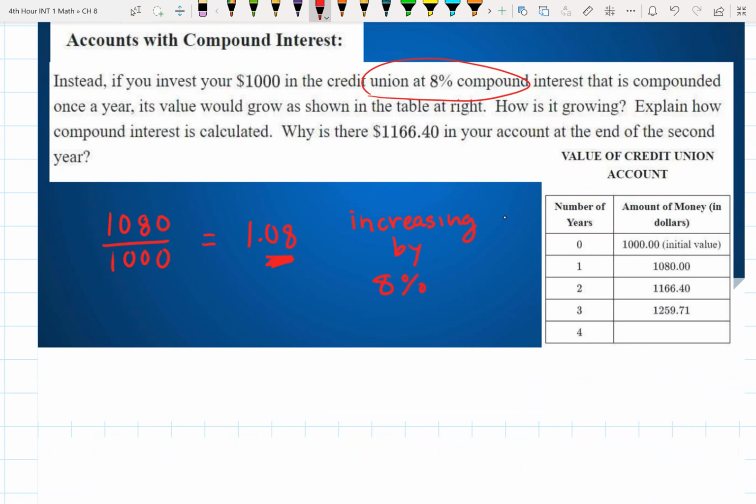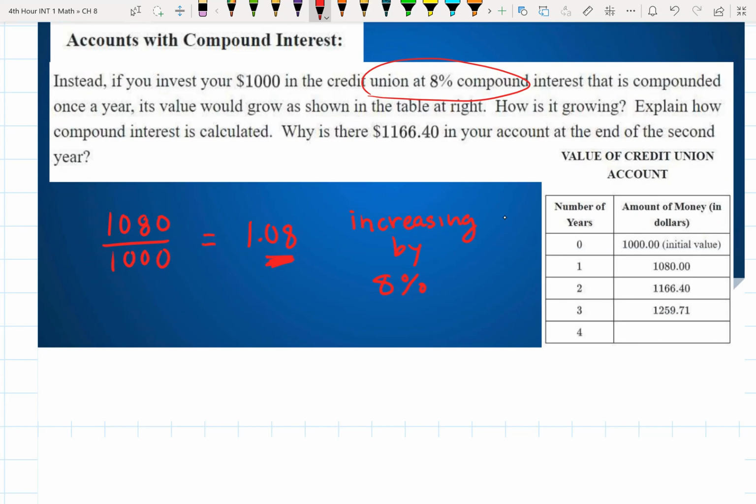Just want to make a quick side note. If your money was going down, you would be decreasing by 8%, and your multiplier would be 100% minus that 8%, or 0.92. So if you're increasing, you're going up from 100%. If you're decreasing, you're going down from 100%.